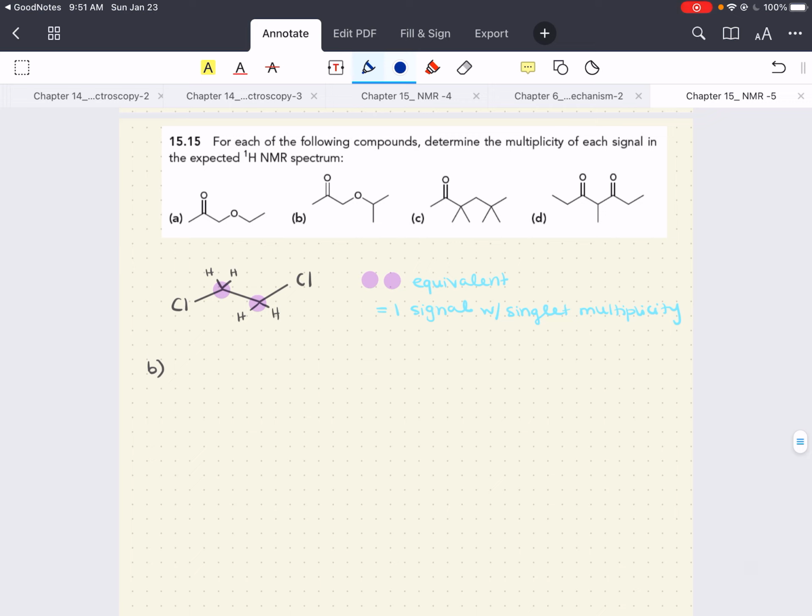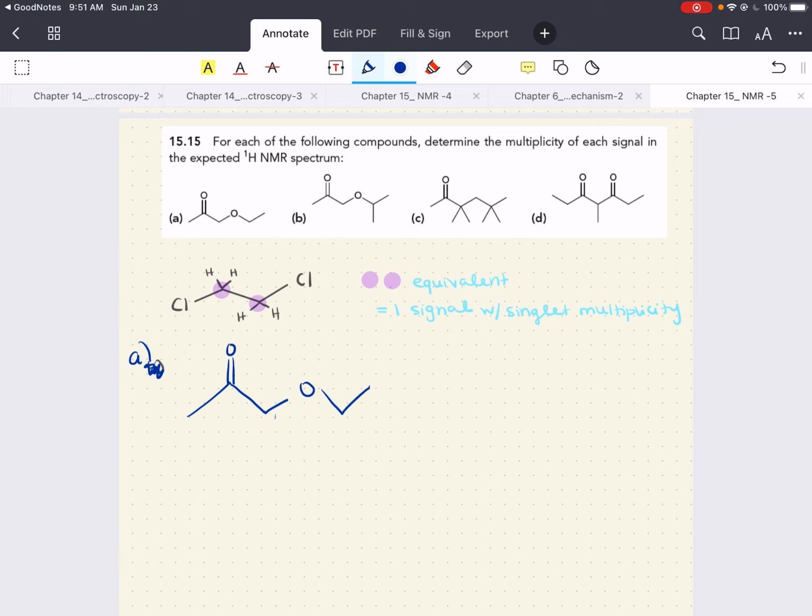This problem asks us, for each of the following compounds, determine the multiplicity of each signal in the expected NMR. So let's do a couple of these just to get the hang of it. Let's do A. I don't know why that is B. Let's do A right here. Let's draw it out like so.